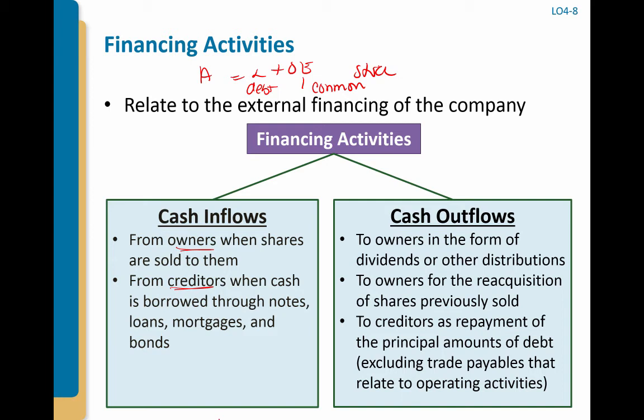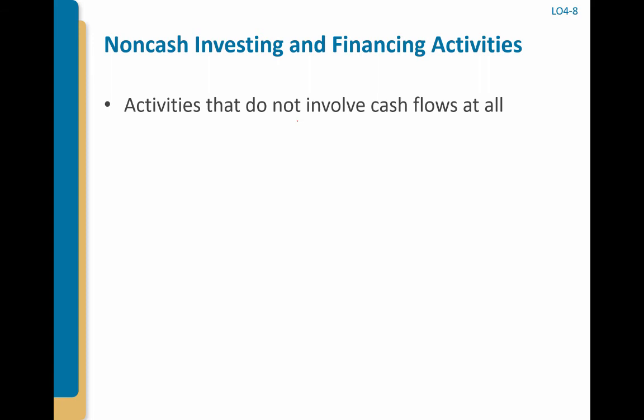Then your outflows: you might pay dividends, and you might reacquire shares. That would be treasury stock, so that would go here in financing activity. You might repay the principal. But remember, trade payables, AP, are part of operating activities.